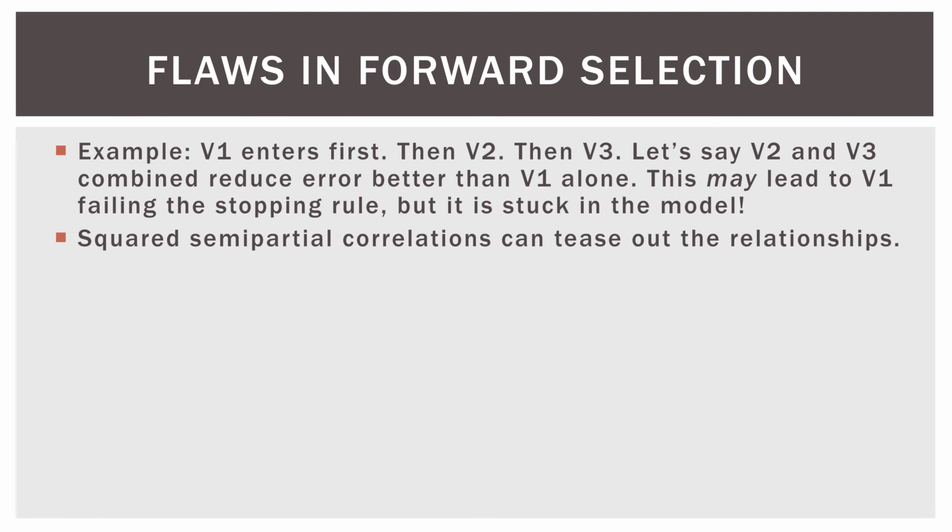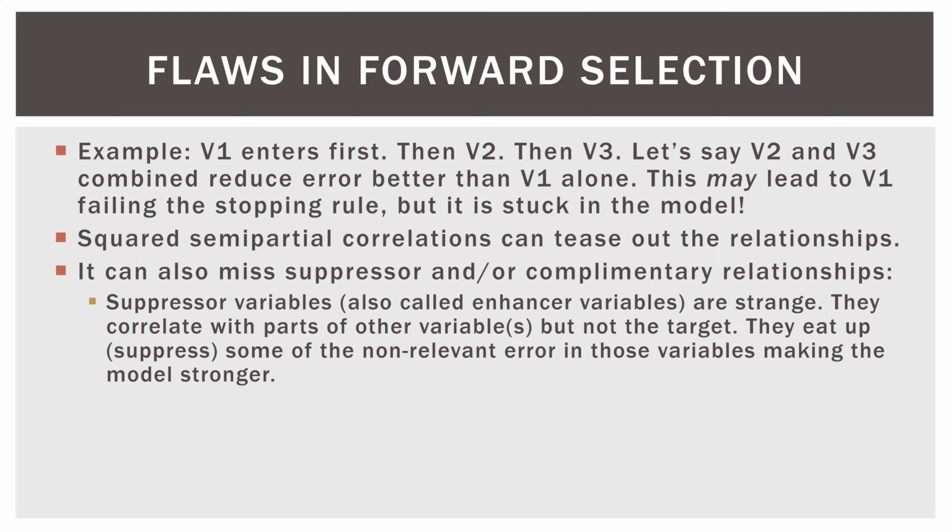Now, squared semi-partial correlations can tease out these relationships, and we will look at that in this video. It can also miss suppressor and/or complementary relationships, so I don't want to go into detail here. Might do a separate video on these, but in general, a suppressor variable, also called an enhancer variable, is kind of strange. They correlate with parts of other variables, but not the target variable. And they eat up or suppress some of the non-relevant error in those variables, making the model stronger.